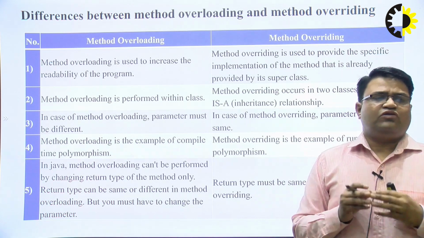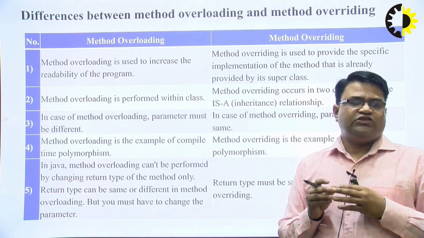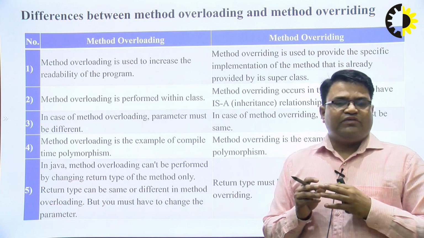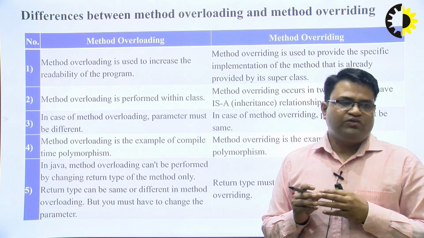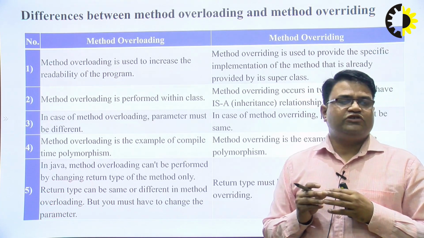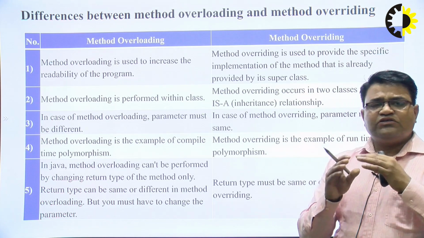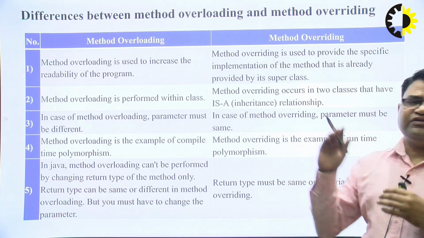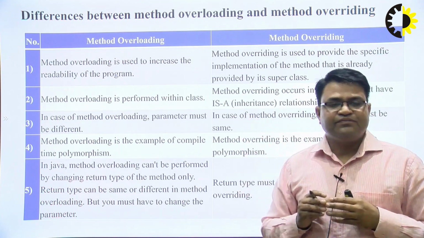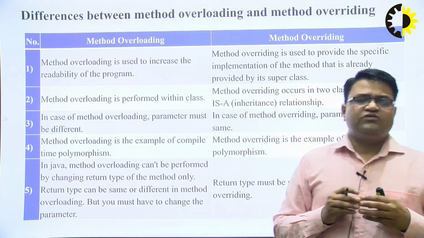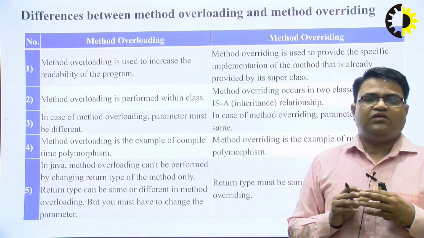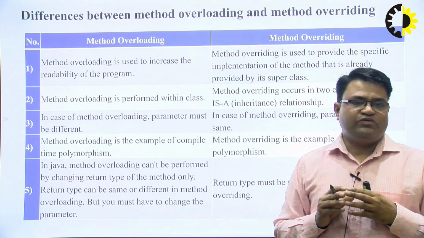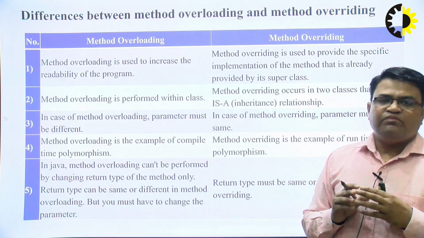In Java, method overloading cannot be performed by changing the return type of the method only. The return type can be the same or different in method overloading, but you must change the parameters. Parameters should be different. The return type must be the same or covariant in case of method overriding. This is all about my lecture, in which we discussed classes, objects, and the basic principles of object-oriented programming, which is fully implemented by Java.